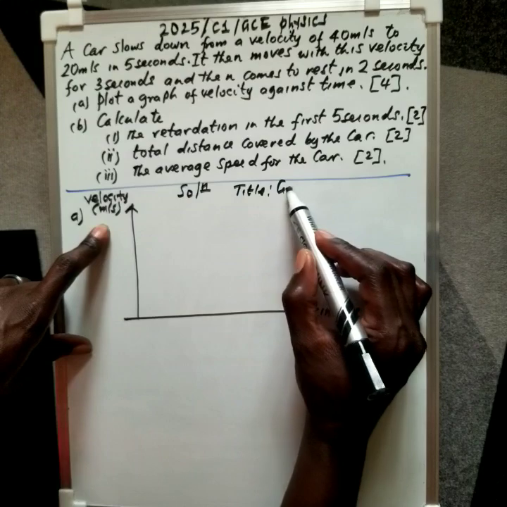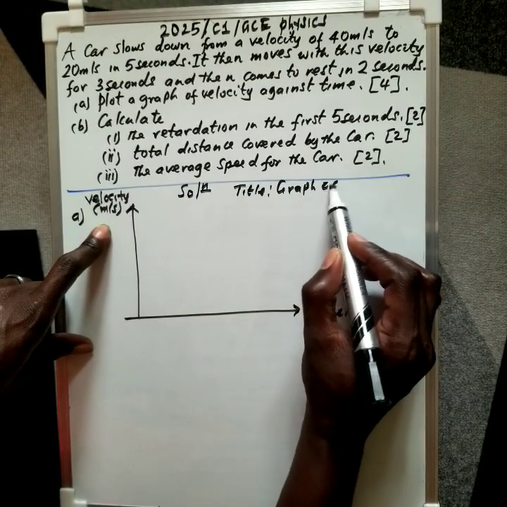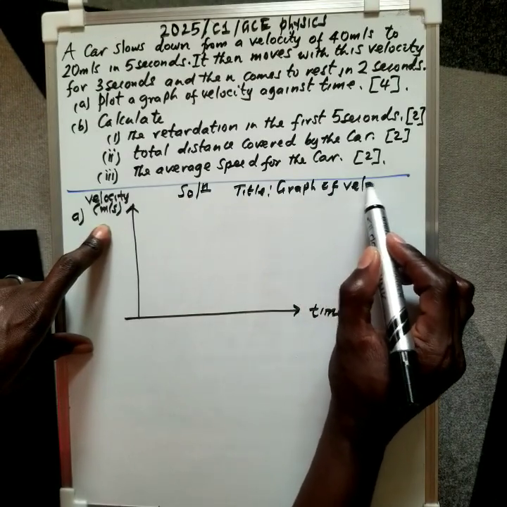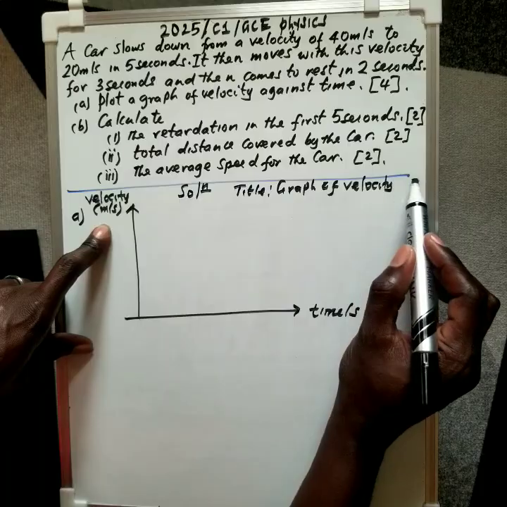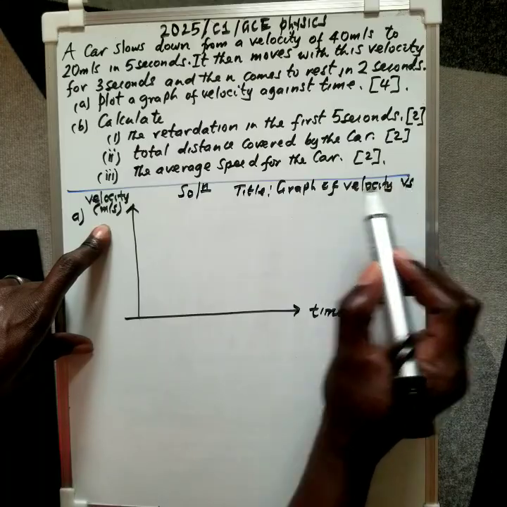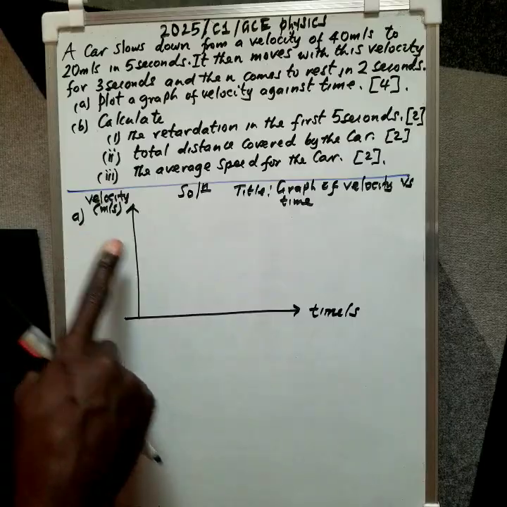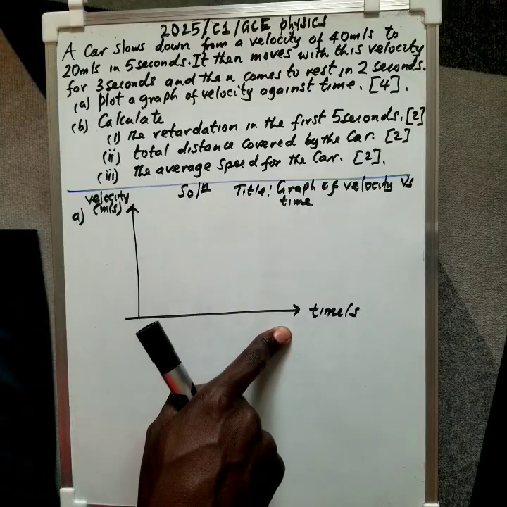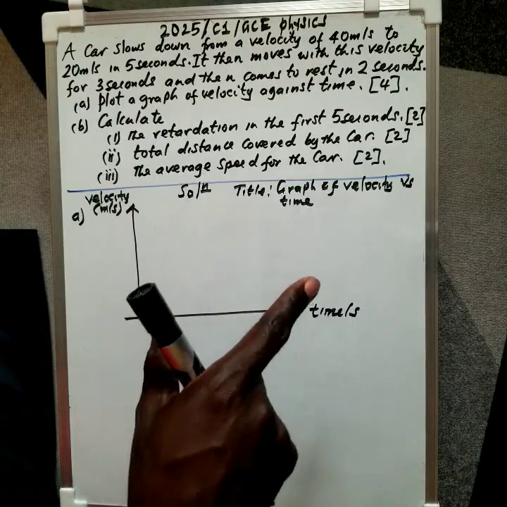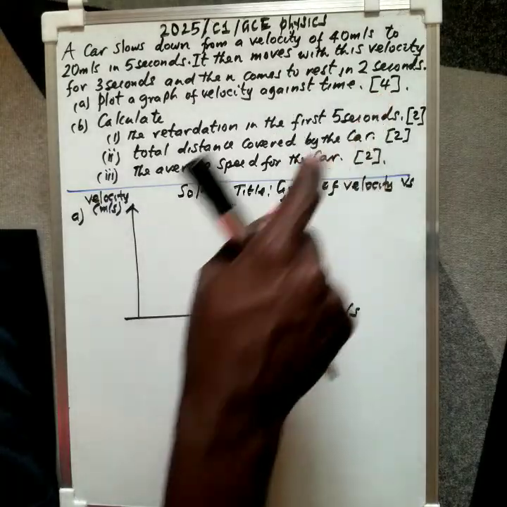So you simply give the title, graph of velocity, against time, or you can simply say versus time. So title is very important. Your axes are supposed to be labeled properly. That's the way it's supposed to be for you to earn the marks. Remember, it was 4 marks.